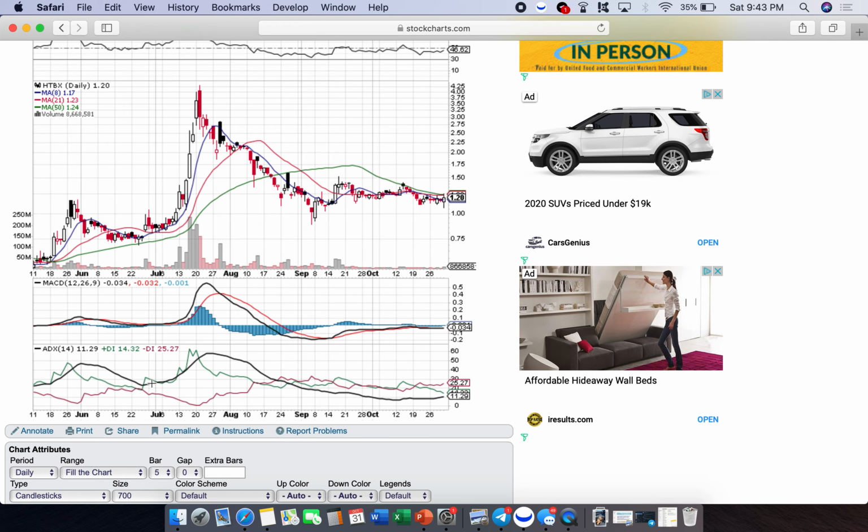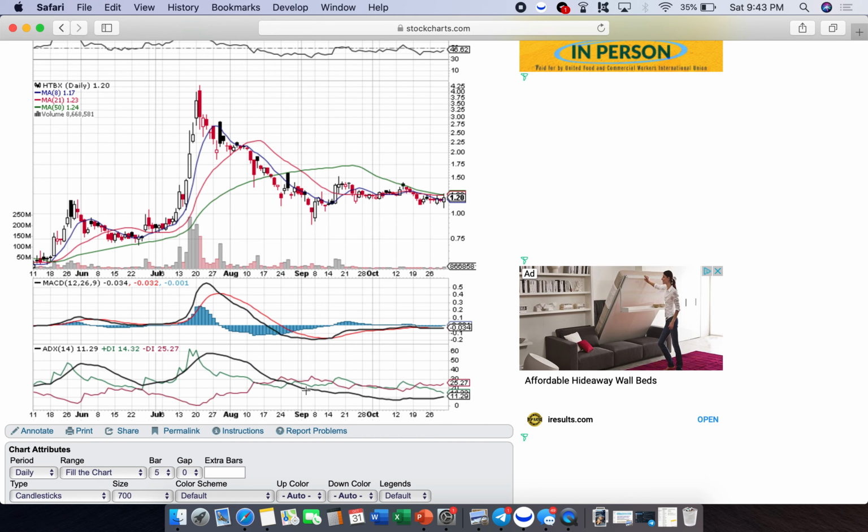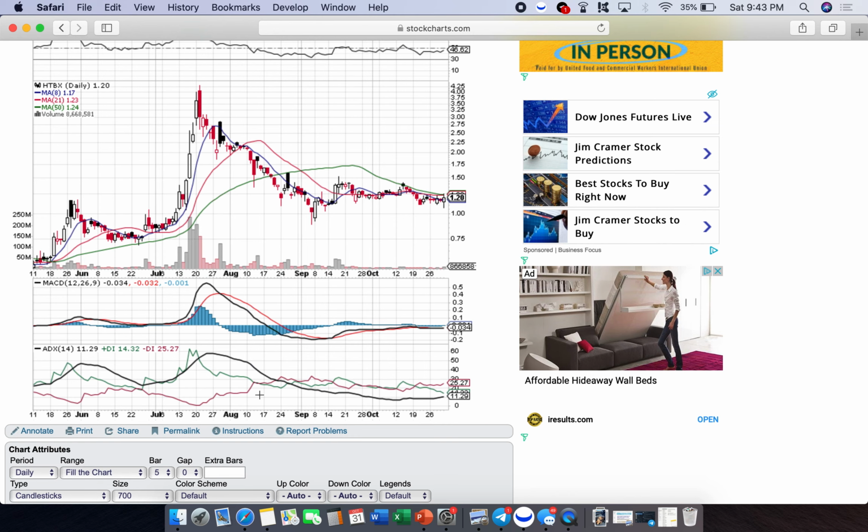Even here, you see the breakout of the ADX coming above the black line. The black line is kind of the average. The red line is negative momentum, and the green line is positive momentum, and this is the average of the two. So you can follow that. The red took over here, and then you're going to start to see this curl up, and as it curls, it's going to follow that up.